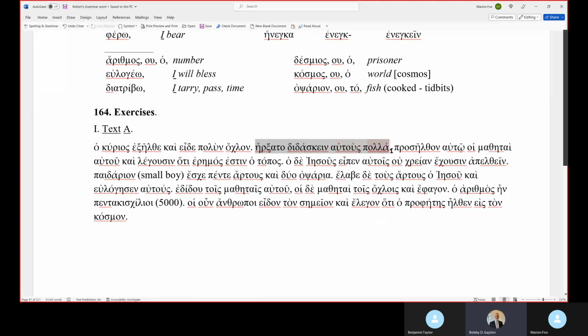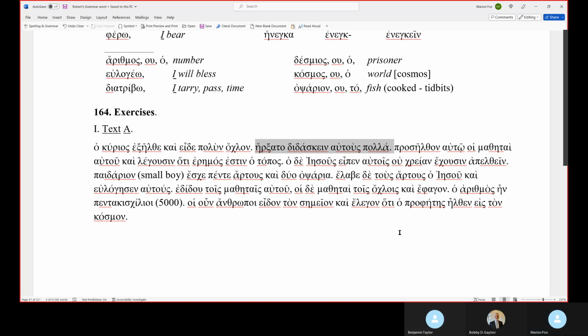Erxato edidasken autous polla. He began to teach many of them. And Polla is from polus, which is the prefix poly in English. Poly, as in polyglot, would be many tongues, so many languages, okay?